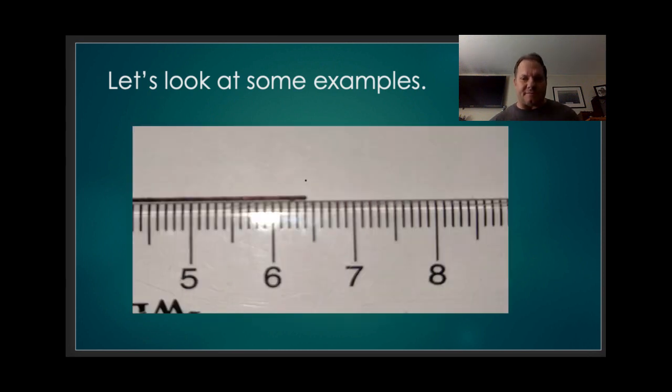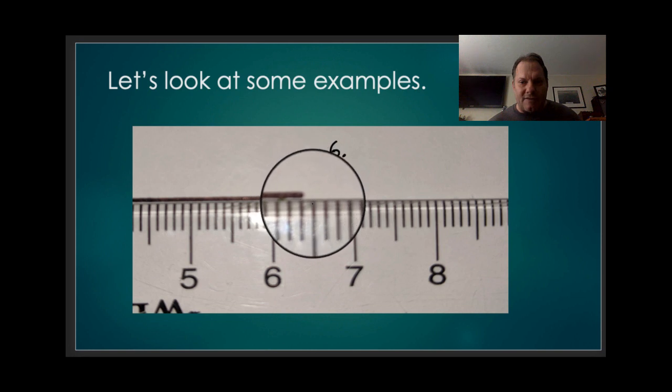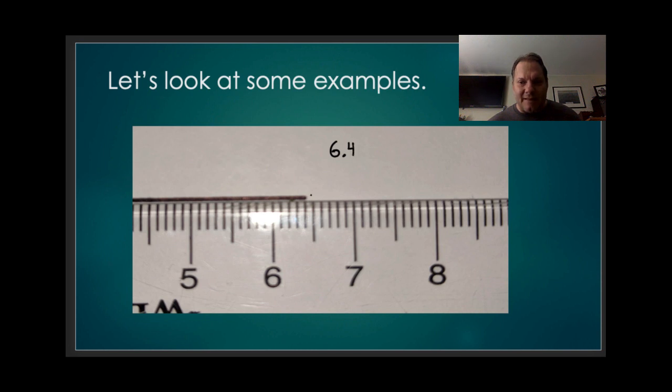Ooh, another one. Okay, there's my 6 centimeters. There's 7. So I know this is 6 point something. 6 point, well, there's 4, and there's 5. So it's 6.4 something. I don't know. Looks to be just a little bit past that 4. I'll call it 6.41 centimeters. I could have made a case for calling it 6.40 centimeters too, I suppose.